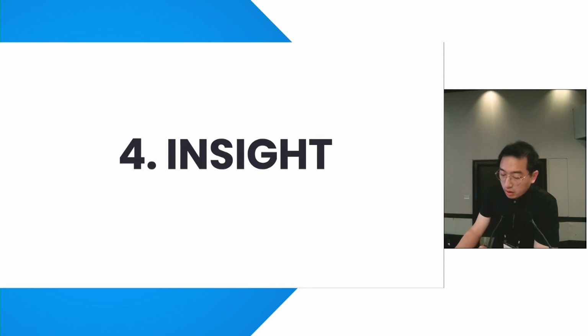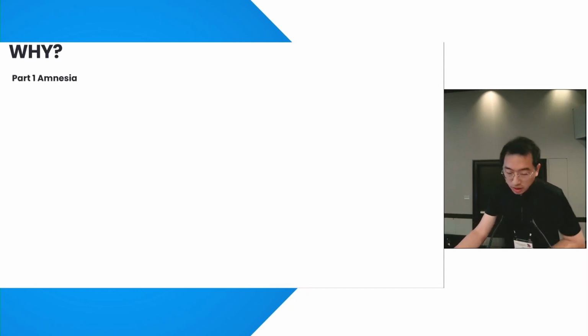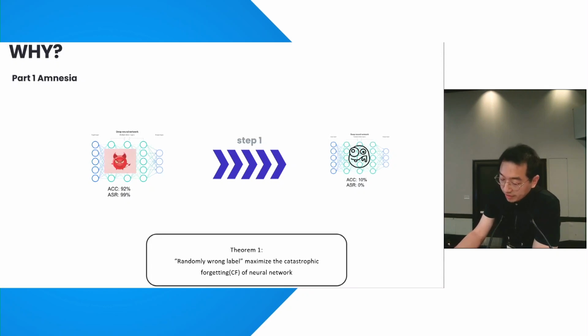So, what makes SIM so effective? Let's delve into some insight behind SIM. To understand why such an approach works so well, we provide a theoretical analysis on SIM. In the first step, known as forgetting, we have proven that randomly wrong labels maximize the phenomenon known as catastrophic forgetting in neural networks.